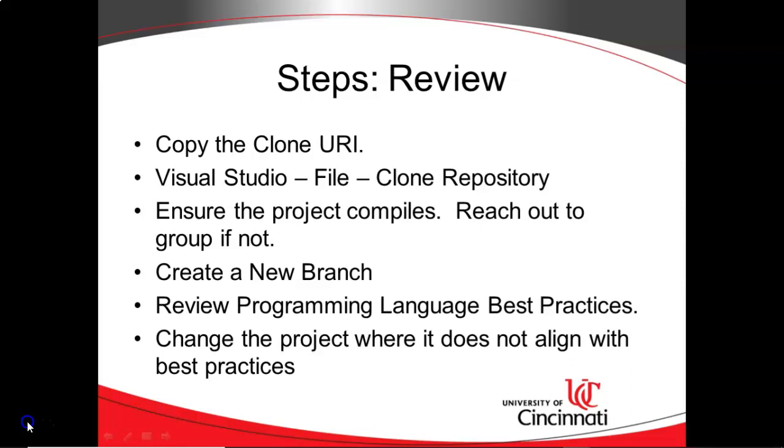Next, very important, create a new branch and name it with your Bearcat ID, which is your 6+2, and then underscore, and then code review and the code review number. So code review 1, code review 2, so on and so forth.